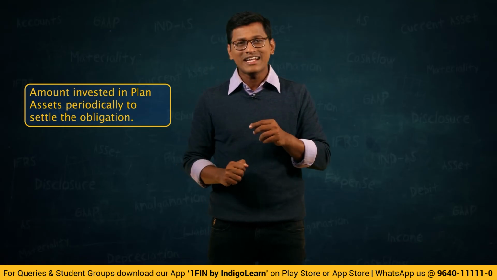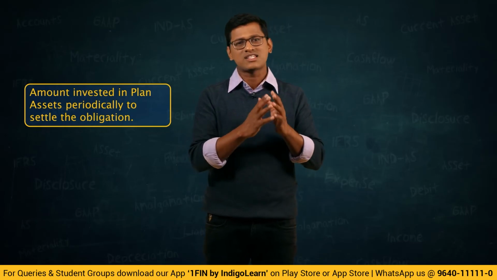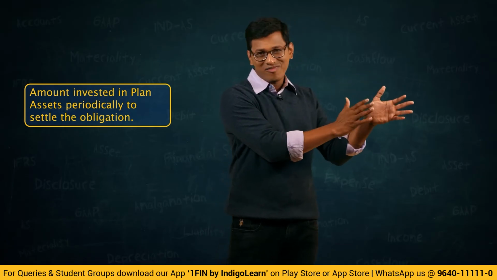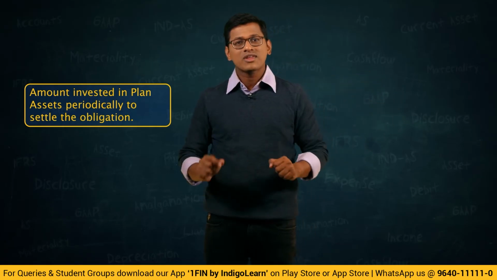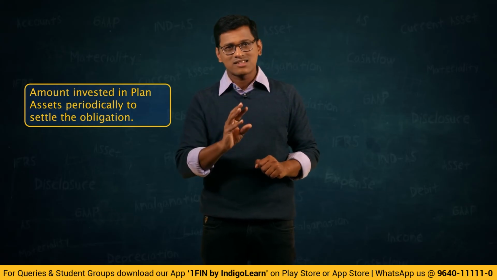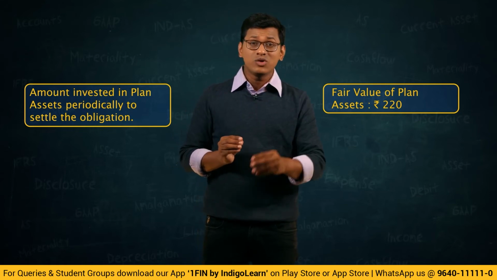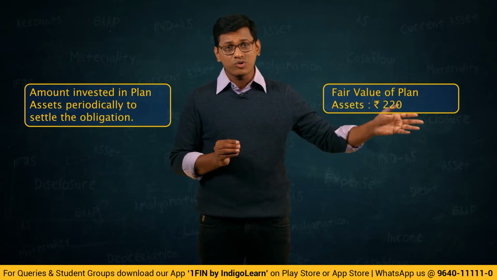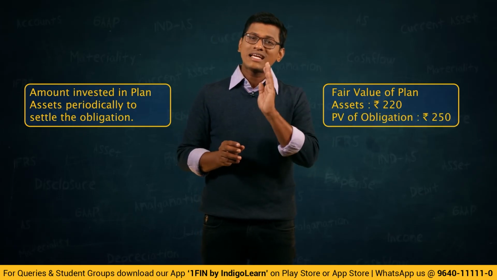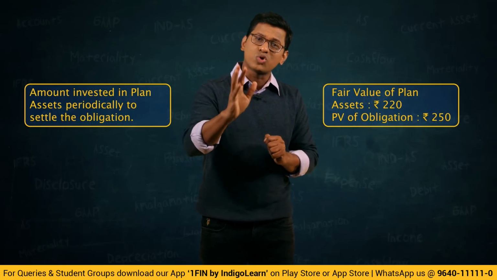We already spoke about it, right? Plan assets and qualifying insurance policies. The company may purchase plan assets and qualifying insurance policies so that when we have to pay money, we have money, right? Now, imagine the present worth, fair value of plan assets is 220 rupees and the present value of the amount we have to pay in the future is 250 rupees. Our obligation is 250 rupees. So, basically closing liability is 250. Plan assets closing fair value is 220.